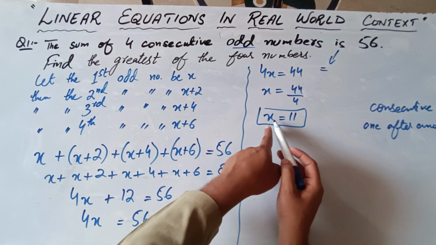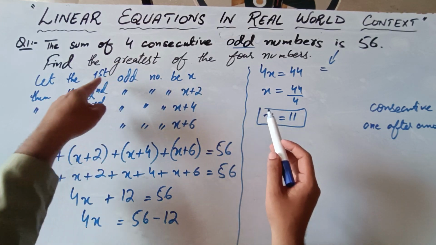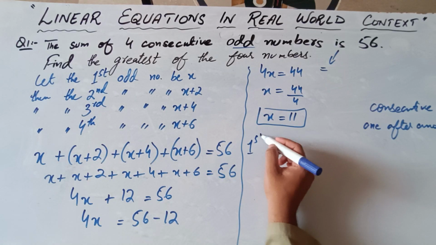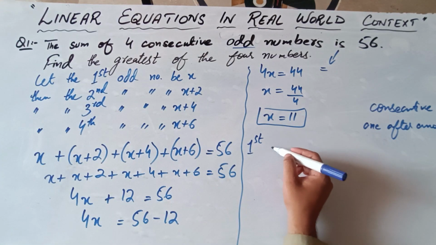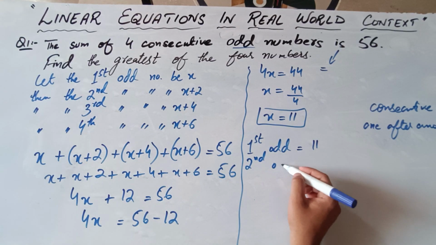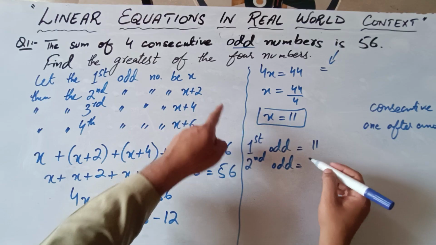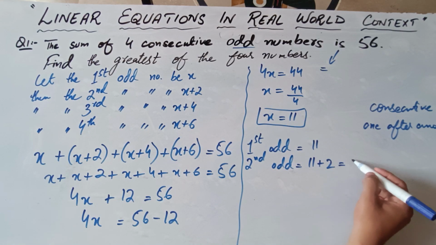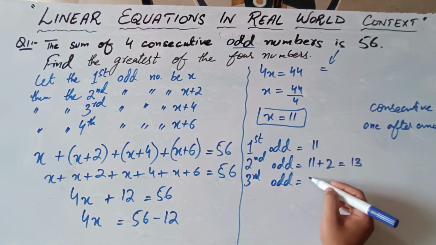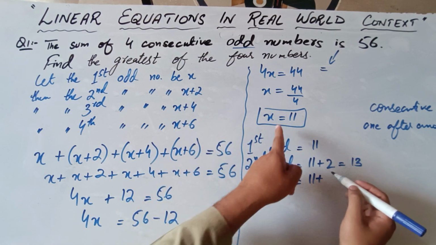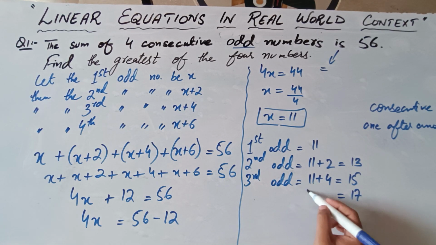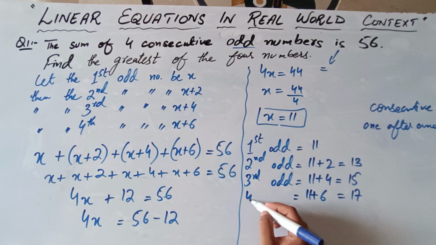What have we considered as x? We have considered x as the first odd number, meaning this is the first odd number. Now we will give the answer in the same manner. First odd number is equal to 11. Then to obtain the second odd number, we have to do this: x plus 2 means 11 plus 2, which is equal to 13. Then the third odd number will be x plus 4, which means 11 plus 4, 15. And then the fourth odd is 17, x plus 6. So this will be the fourth odd number.